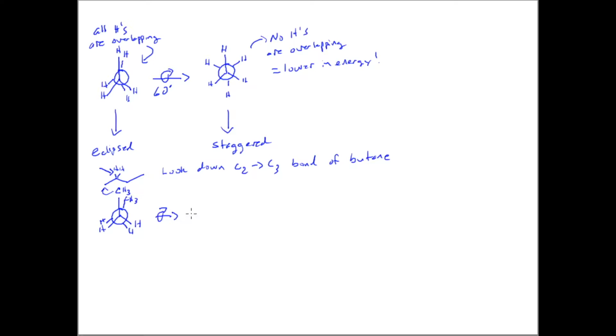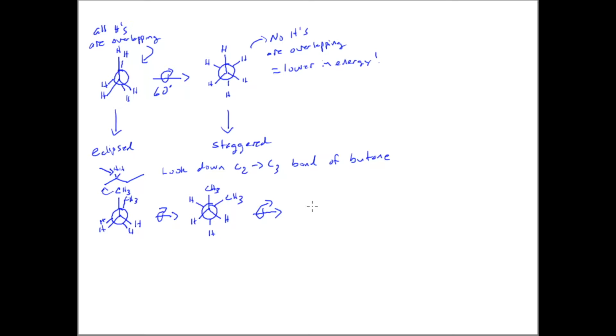Now if we take this and we rotate it 60 degrees, then what we can see is we now have a different structure, or a different conformer. And so you can see I've moved this CH3 that was directly eclipsed over by one. And so now it's no longer eclipsed, it's in between the two. So it's in between the CH3 and the H.